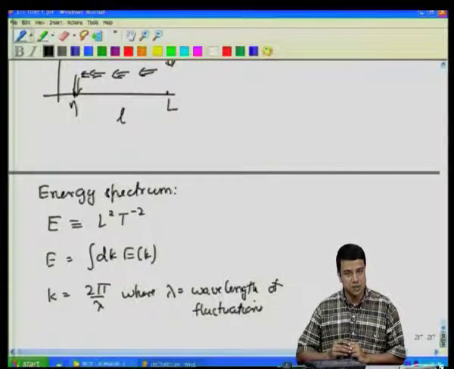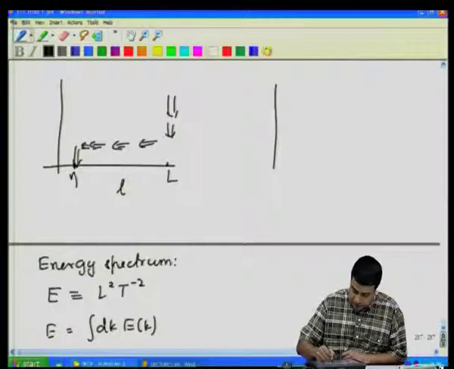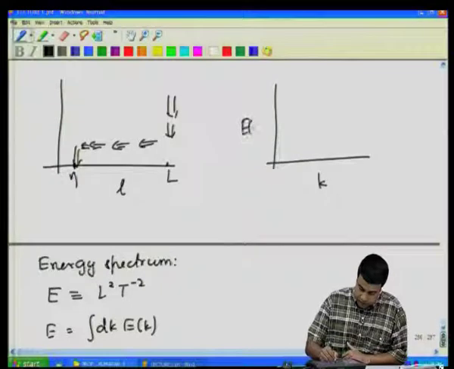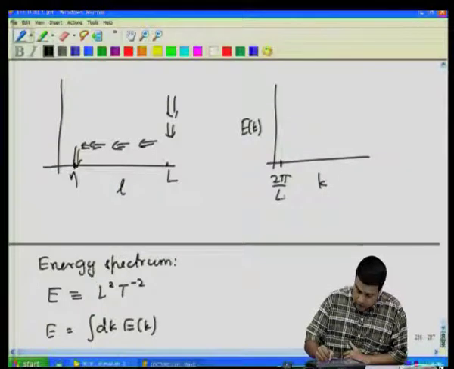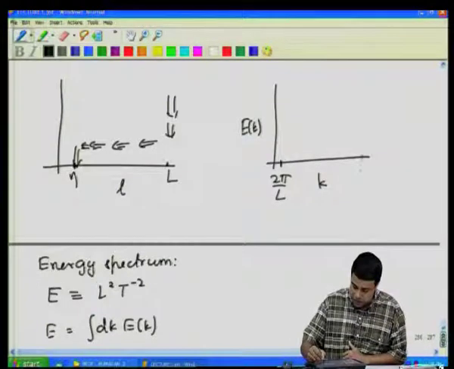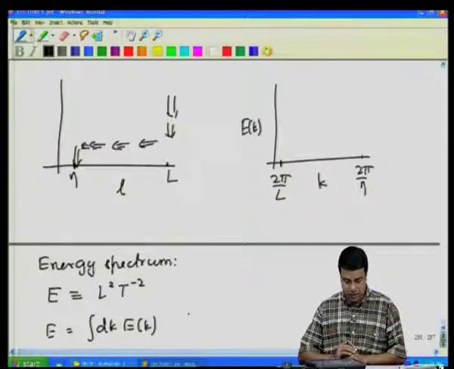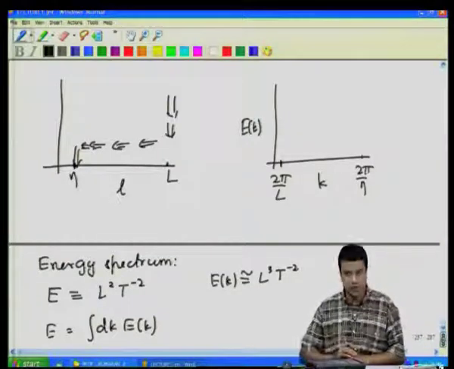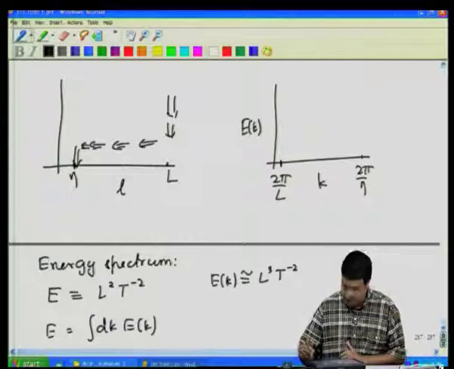Since k is equal to 2 pi by lambda, if I write this in terms of k rather than in terms of the length scale, 2 pi by L will come down here, because 1 over L is much smaller than 1 over eta. You can easily see that since k has dimensions of length inverse, E of k has to go as length cubed T power minus 2. Because energy has dimensions of length squared T power minus 2, and k has dimensions of 1 over length, it is 2 pi by lambda.